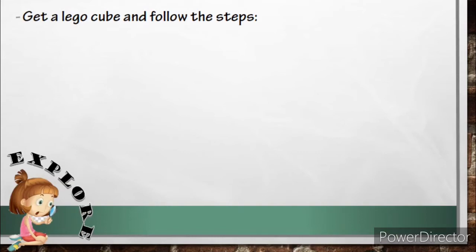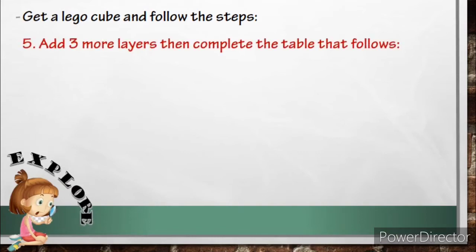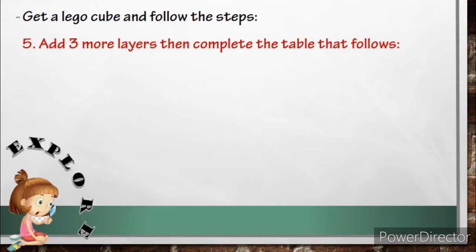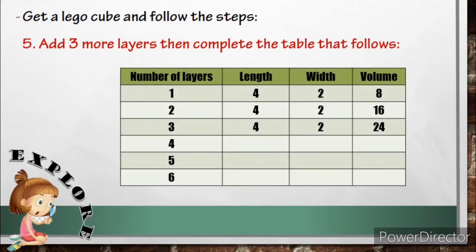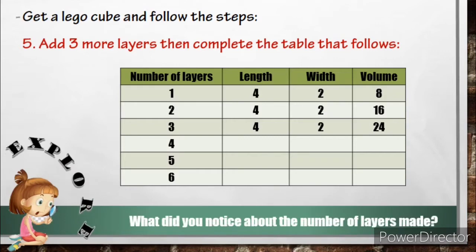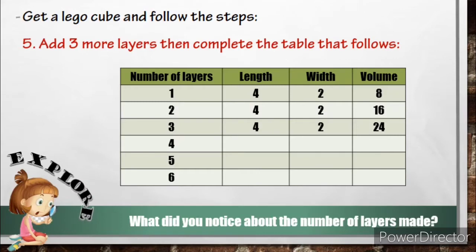Let's go to step 5. Add 3 more layers, then complete the table that follows. What did you notice about the number of layers, length, and width of the solid figures made? You will find out if you complete the table in your notebook. You may now start.